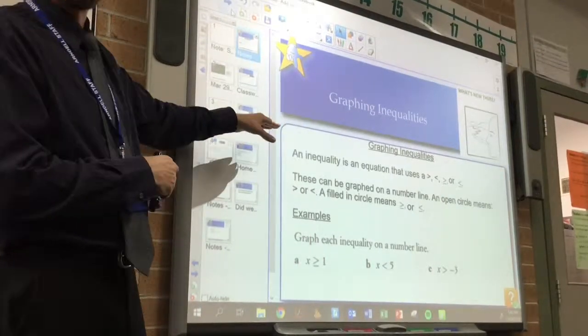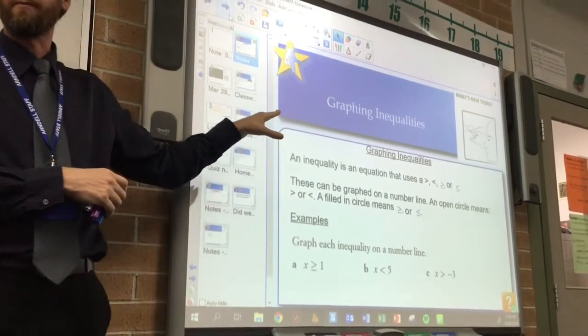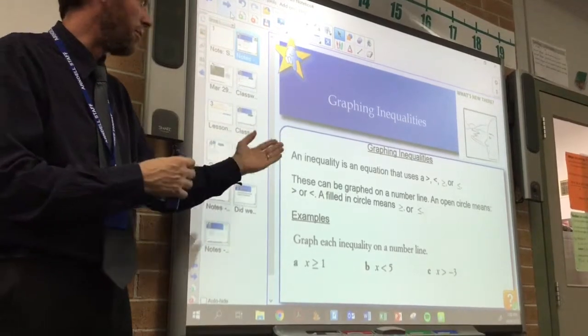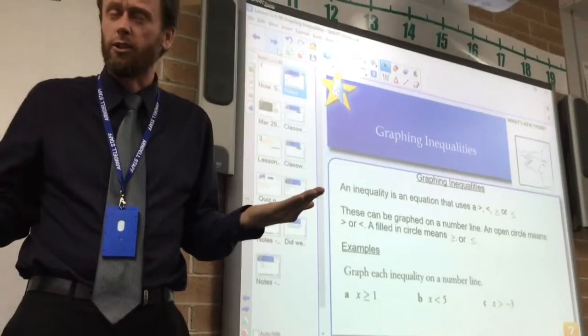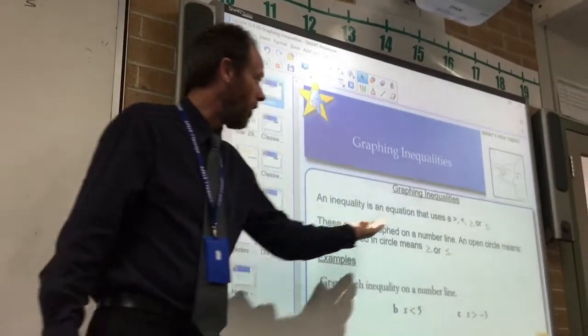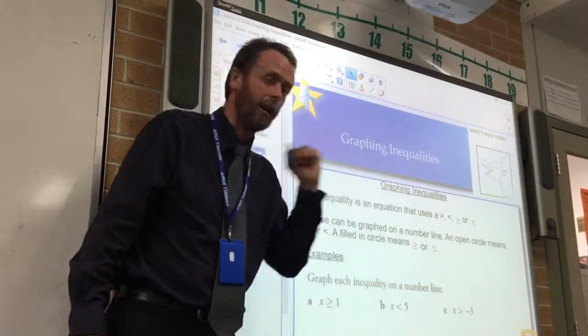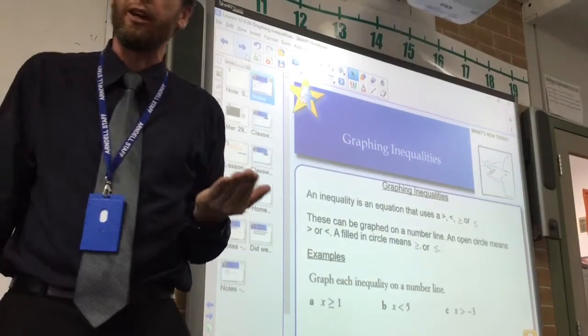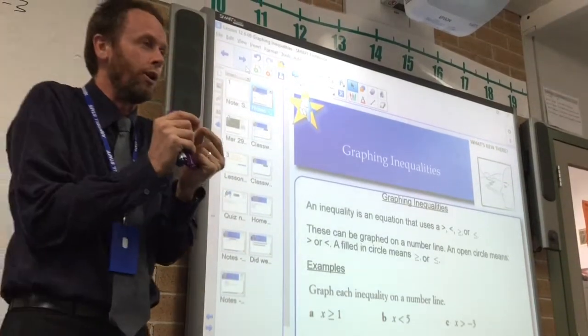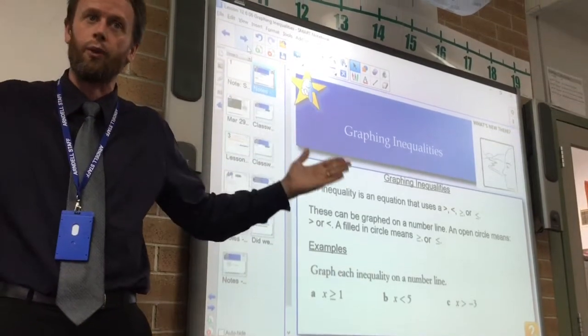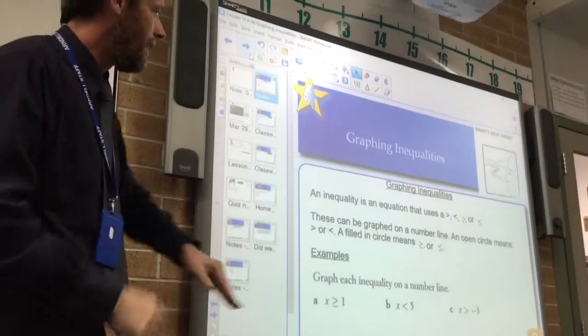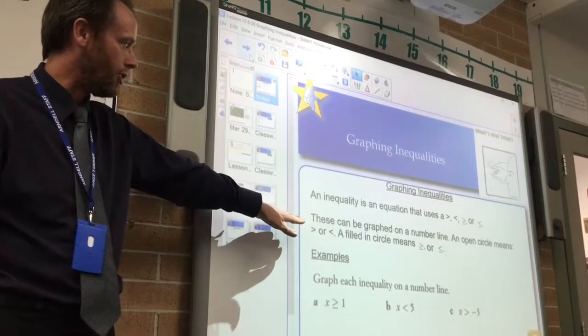Today we're going to be graphing inequalities. We're going to be doing it on a number line. Now, an inequality is an equation that uses either a greater than, a less than, a greater than or equal to, or a less than or equal to. They're inequalities because they're not quite definitely equal. They actually have what's called a greater range of answers. They can be graphed on a number line.